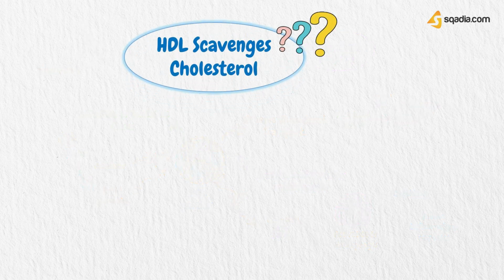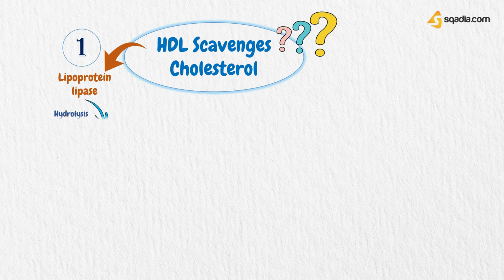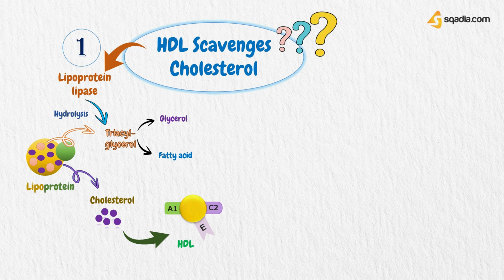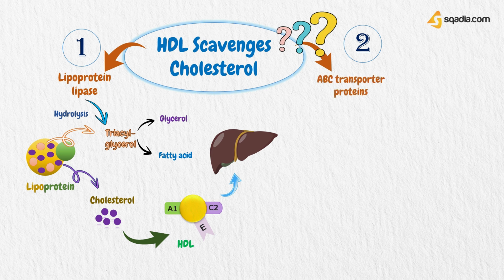Now let's move forward and learn how HDL scavenges cholesterol. HDL scavenges cholesterol from two sources. Firstly, it will do this through lipoprotein lipase, that is an enzyme. Lipoprotein lipase activity primarily hydrolyzes the triacylglycerol content of lipoproteins to form fatty acids and glycerol. However, in the process it liberates some cholesterol, which is incorporated into HDL particles and is transported to the liver for disposal. Secondly, HDL scavenges cholesterol through ABC transporter proteins.